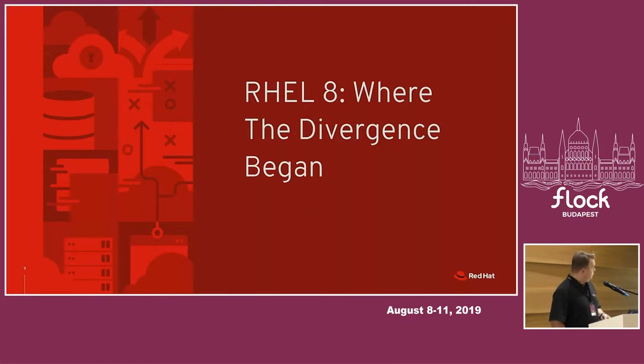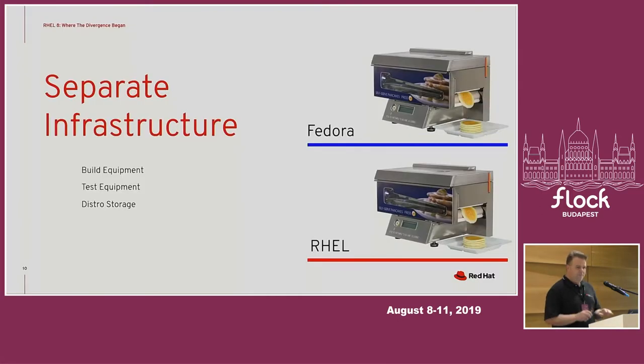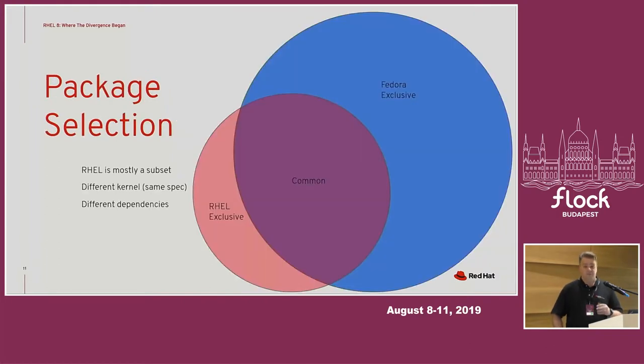So let's talk about where we actually started diverging from Fedora. And there's just a few fundamentals that are different, and it has consequences. The first one is that the Fedora infrastructure is completely separate from the RHEL infrastructure. Different Koji builders, different Koji build system, different storage, different test equipment, different dist-git, all those things are completely separate. And what that means is when we're doing that bootstrap, every single time we end up having to rebuild the world with whatever changes we do. And it's kind of like a laborious activity for us, and it has very little value other than that we have this separate infrastructure.